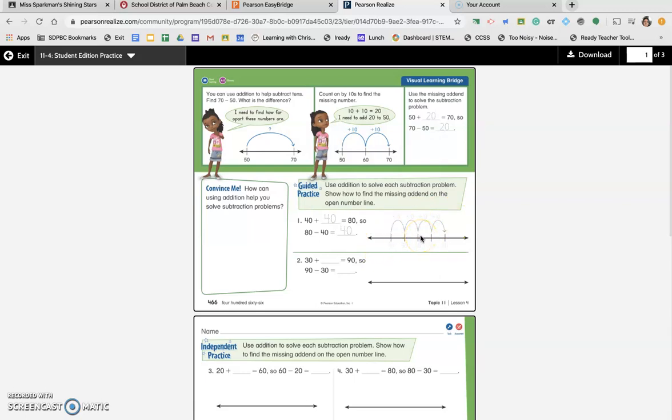So let's try number 2 together. 30 plus a number equals 90. So 90 minus 30 equals a number. Now, Miss Bartman can't write on this one, but if we have 9 tens and we take away 3 tens, hold up 9 fingers and take away 3, you should have 6 fingers left. And if you have 6 left, we know that 6 tens equals 60. So 90 minus 30 equals 60, or 30 plus 60 equals 90.